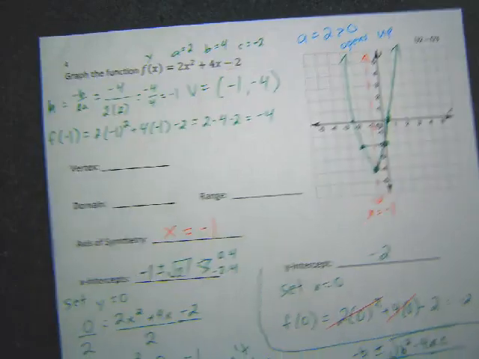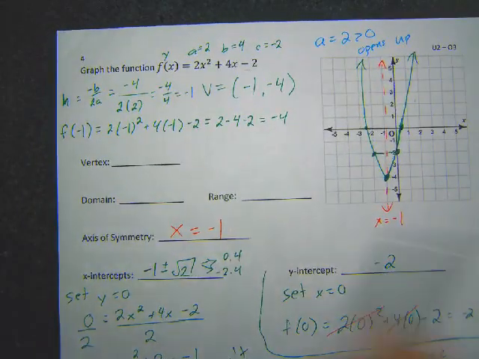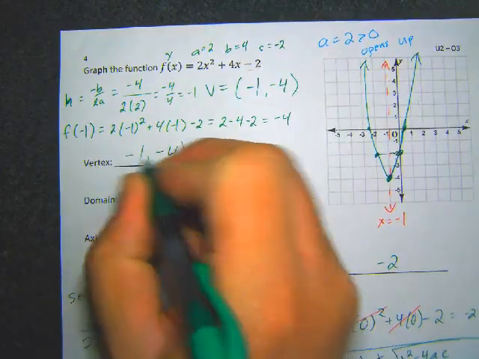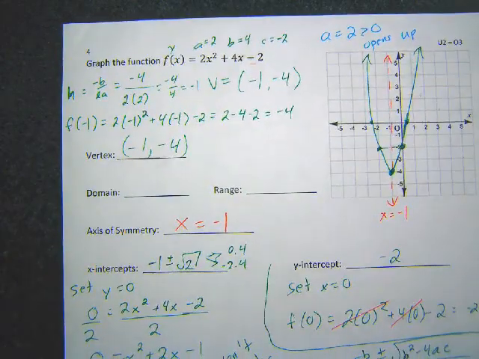Last thing before I'm done, I forgot to write down the vertex. We found it right there. I don't know why I put it up here instead of putting it here. So negative 1, negative 4, that's the vertex. The domain and the range, though, is the other thing. Let's talk about domain and range.